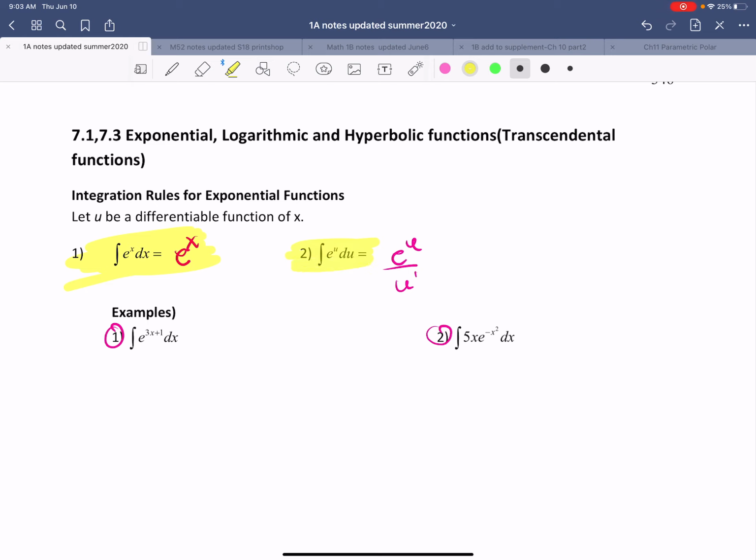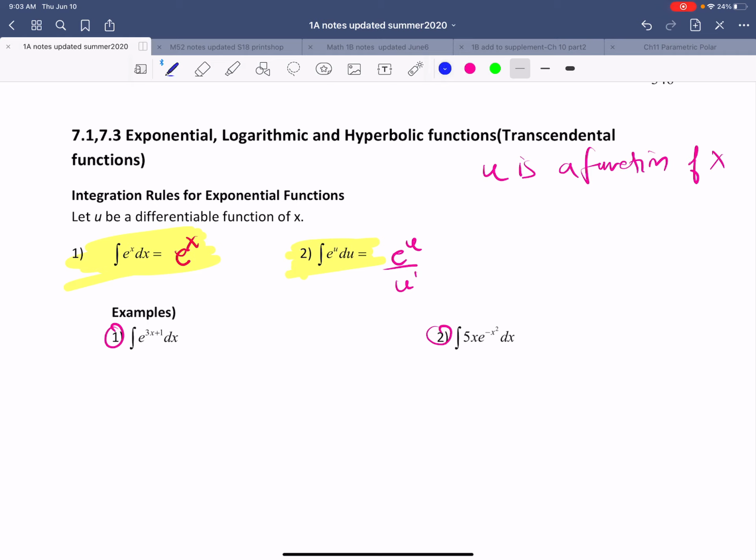The integral of e to the power u du, where u is a function of x, is going to be e to the power u over u prime. Earlier, when we did the derivative, we multiplied with the derivative of the inner function when we applied the chain rule, but when we do integration, we divide with the derivative of the inner function. So here's a couple of examples.